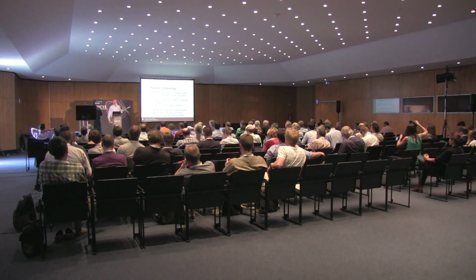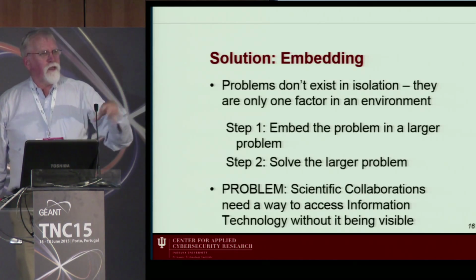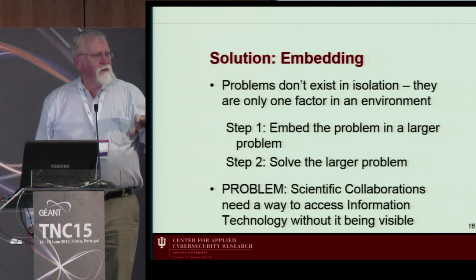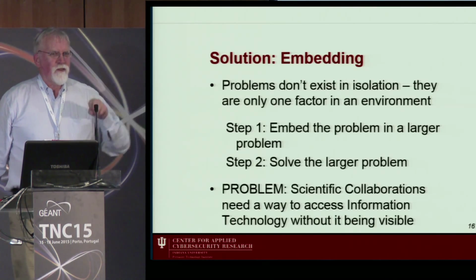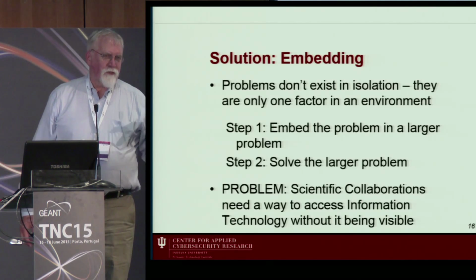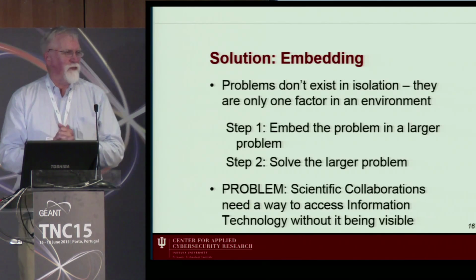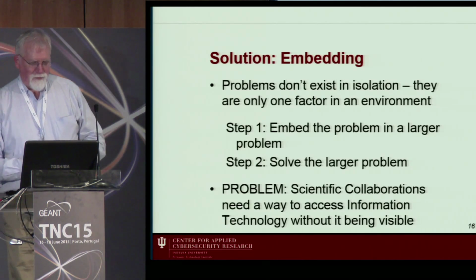I don't know if any of you know M. Stuart Lynn. He was president of ICANN for a while. Before that, he was at University of California CIO. Before that, he was CIO at Cornell University, which is where I knew him. And this was his solution to problems. You embed them in a larger problem.